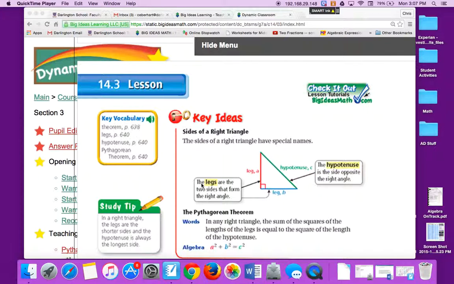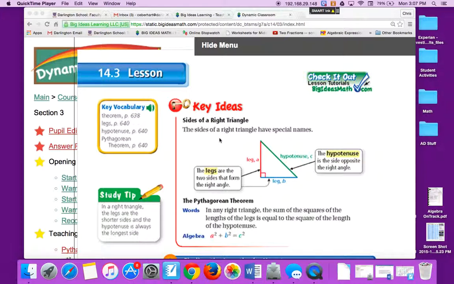Alright, this lesson is going to be looking at a right triangle and how we could use the Pythagorean Theorem. So the first thing you see is that these are all the sides of a right triangle: leg A, leg B, and then the longest side, which is always opposite of the right angle, is called the hypotenuse.